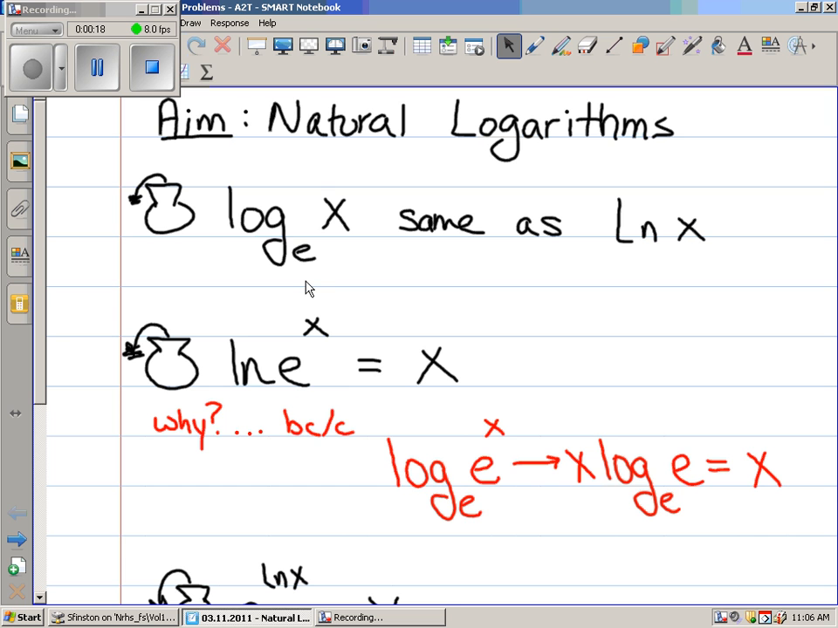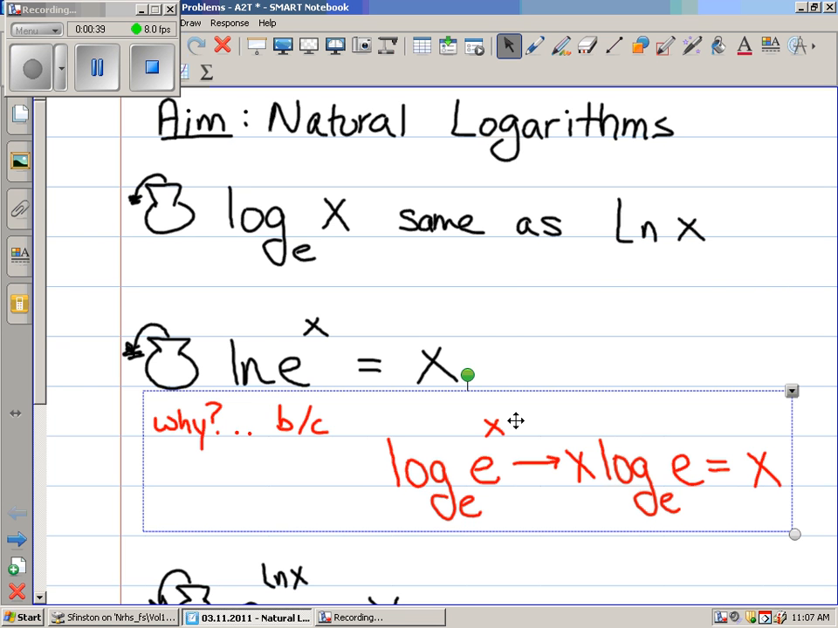Now we got to talk about a few properties. If you have the ln of e to the x, that just equals x. You know why? Because the ln of e to the x is the same thing as me saying log base e of e to the x.